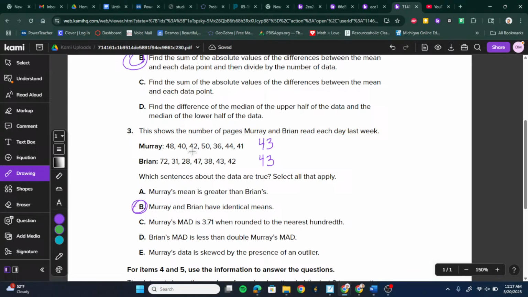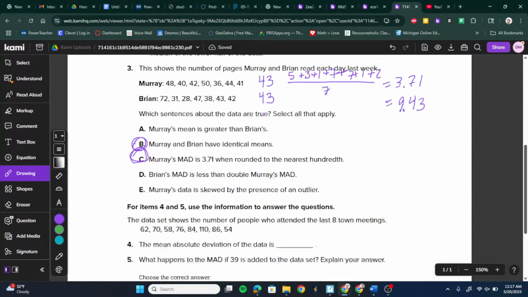But then Murray's MAD. When you do the computation here, you get 5 plus 3 plus 1 plus 7 plus 7 plus 1 plus 2. You divide that by the number, which is 7, and you get 3.71. So that's correct. When you do this with Brian's MAD, you get 9.43. That is over double Murray's MAD, so that's not it. And Murray's data does not have an outlier, so that's not it.